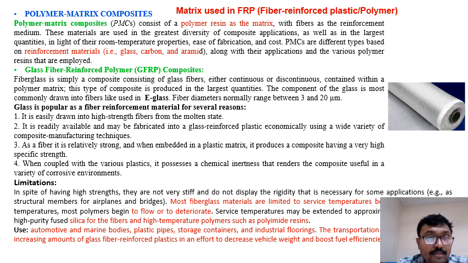Last one, polymer matrix composite. Polymer matrix composite is used in FRP, fiber reinforced plastic and polymer. It consists of polymer resin as matrix with fiber as the reinforcement medium. These materials are used in the greatest diversity of composite applications.